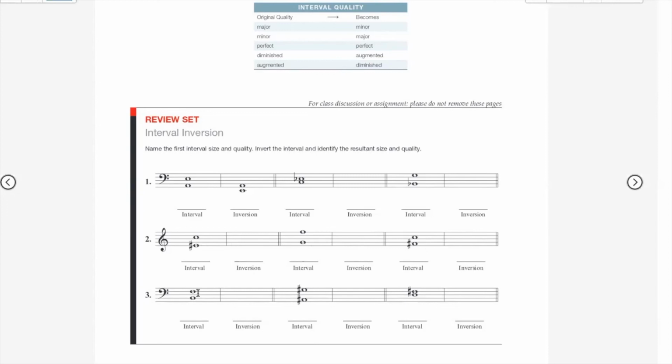B to F is a diminished fifth. F to B, an augmented fourth. A sharp to G sharp is a minor seventh. G sharp to A sharp is a major second. D to F sharp is a major third. F sharp to D is a minor sixth.